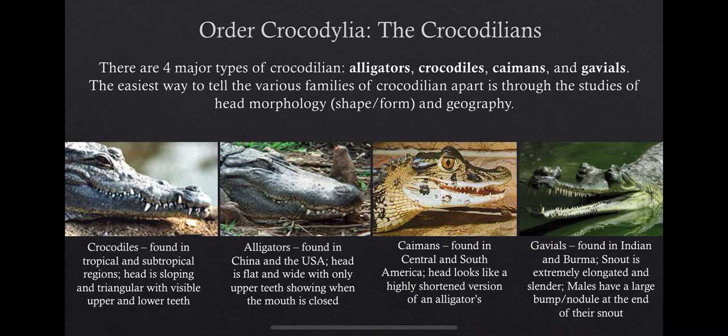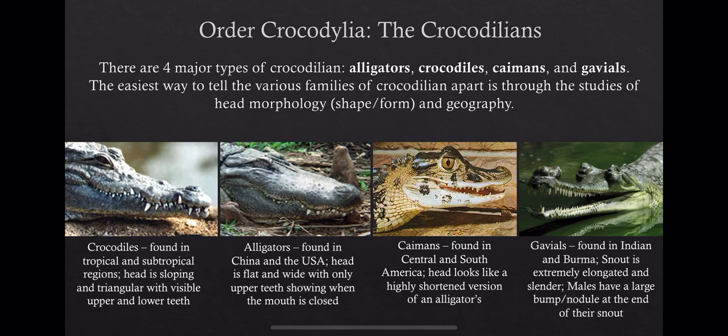And there are 4 major types that I want you guys to know: the alligators, crocodiles, caimans, and gavials. So the easiest way to tell them apart is to look at their head morphologies, the shape of their heads. Obviously, you can also look at geography because they're from very different parts of the world. But if you were to look at a top-down view, so standing over, looking down at all 4 of these types of crocodilians lined up, you could easily tell them apart. So we're going to go through those anatomical differences right now.